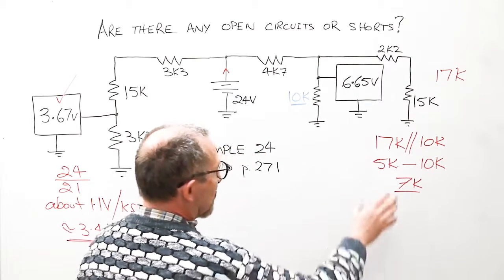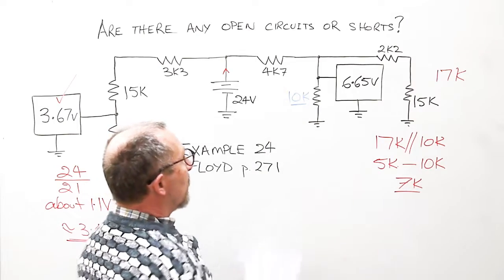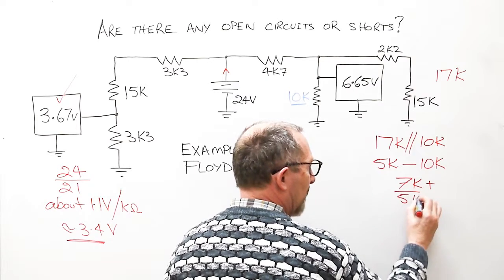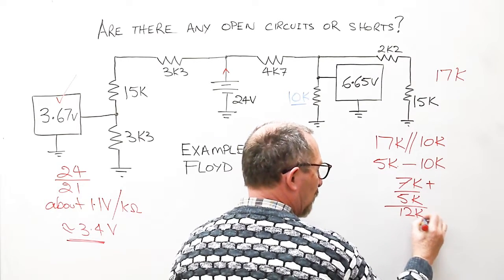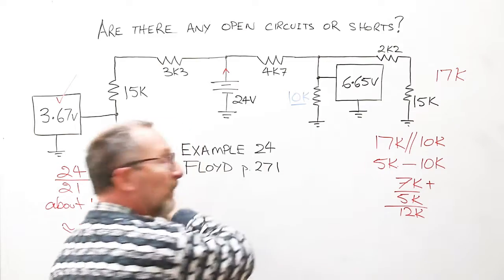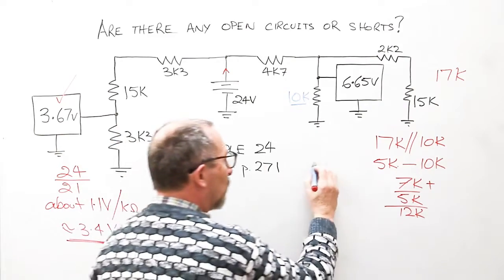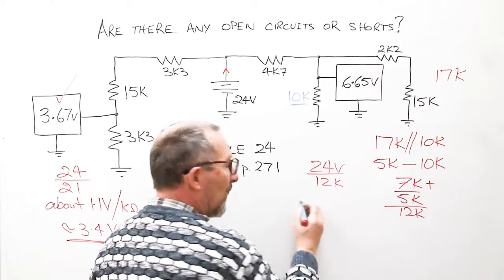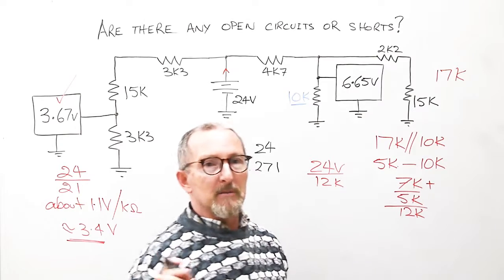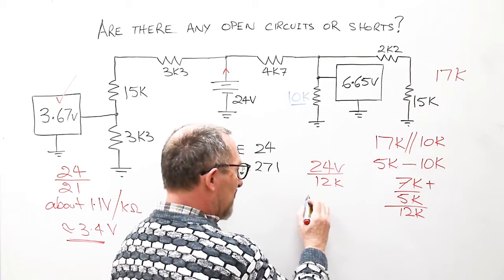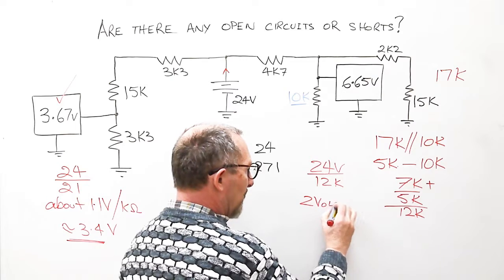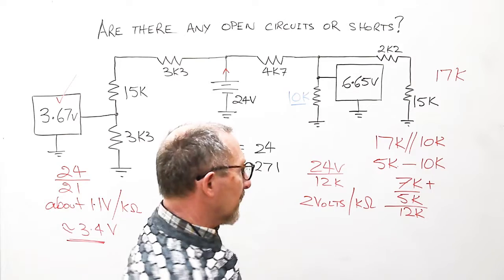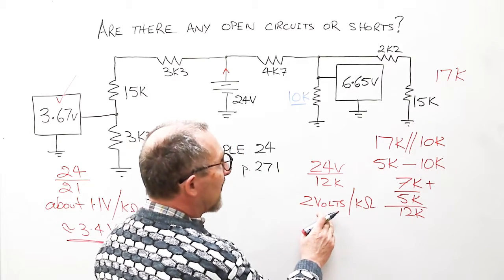So 7K in series with 4K7, that's going to be the 7K plus, let's call it 5K. That's going to be 12K. And then, just like we did on the other side of the circuit, we had 24 volts and we've got 12K. So we can say now, with our approximated values, that we've got around about 2 volts per K ohm in the circuit. So 2 volts per K.